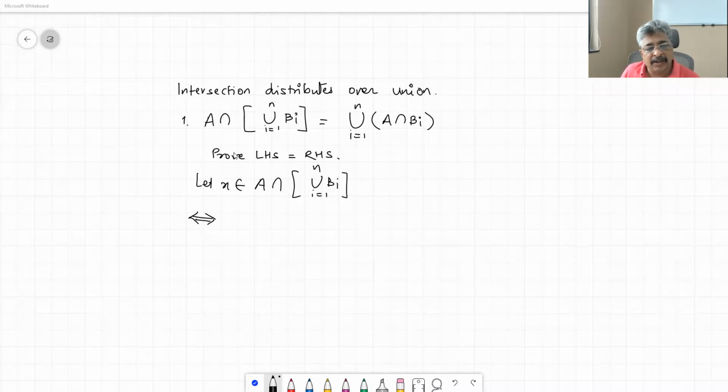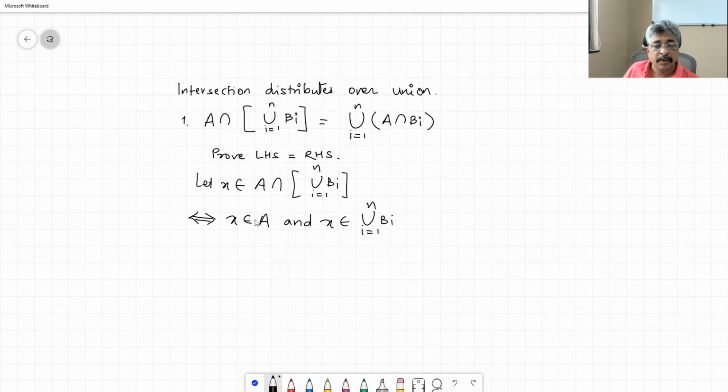So meaning of LHS. Suppose an element x belongs to LHS, that is A intersection union i goes from 1 to n B_i. What does it mean? It means x belongs to A and x belongs to union of i equals 1 to n B_i. Because of intersection, we are putting the word and.